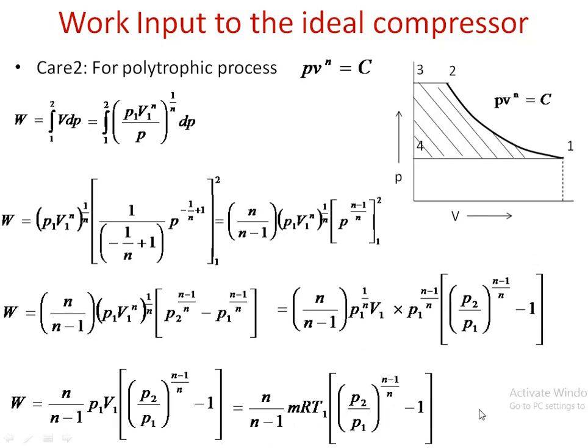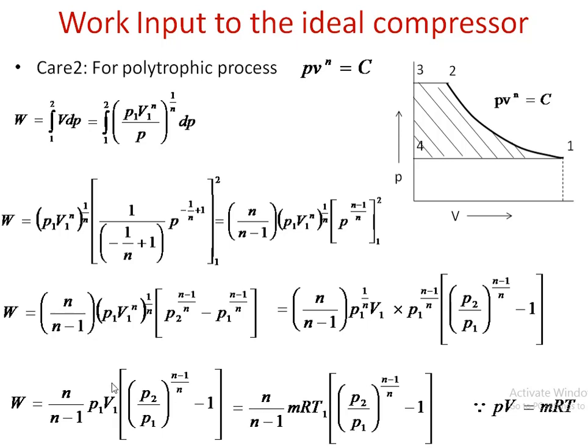This can be further simplified, because we know that Pv is equal to RT. One more thing, please keep in mind: whenever I use capital V, that means it is a volume. If it is small v, it is specific volume. That's the difference, guys. So this is the work done. This is the equation for the work done in an ideal compressor. Either you can find the work done if you know the inlet temperature and the pressure ratio, or if you know the inlet pressure and the inlet volume, then also you can find it. Either way you can do it.